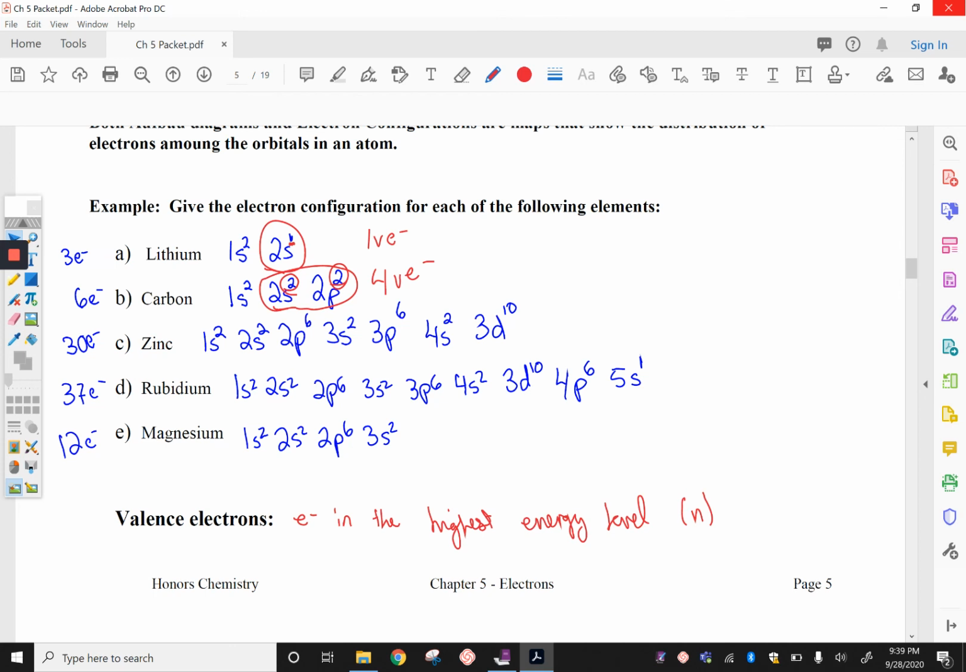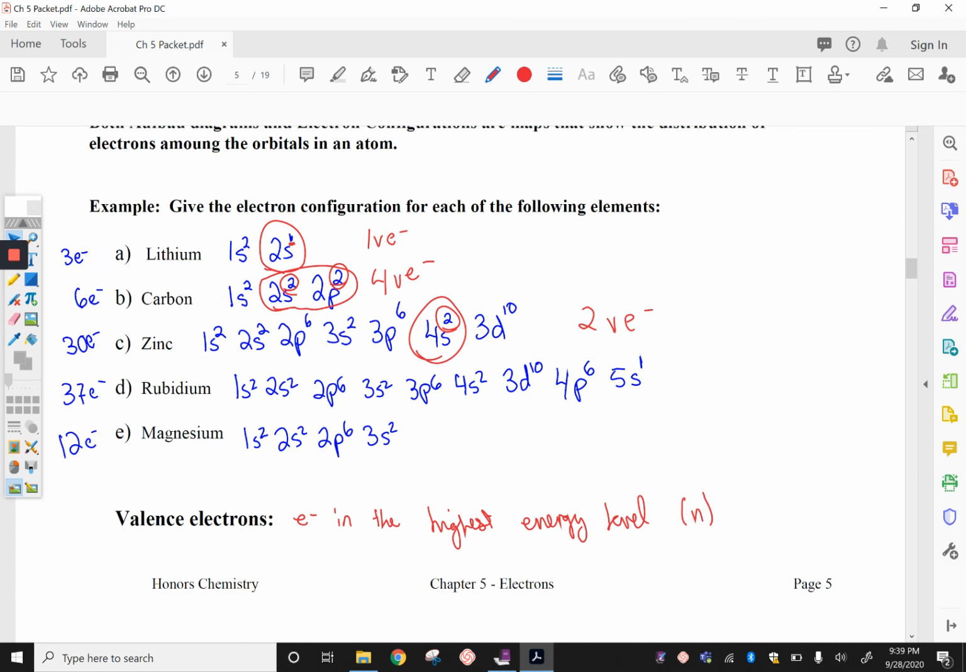Zinc. What's the highest energy level, occupied energy level, I should say, in zinc? That is the 4th energy level, not the 3d, right? Even though it comes after, it's just higher in energy, but the highest energy level is the 4th energy level, not the sublevel, right? Energy level. And so there are 2 electrons in the highest energy level.